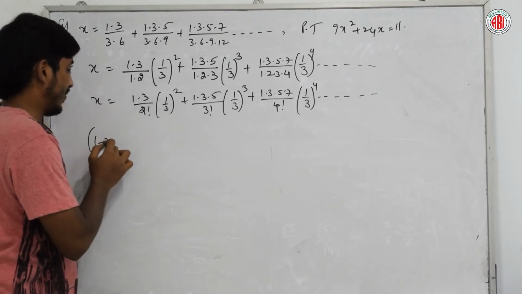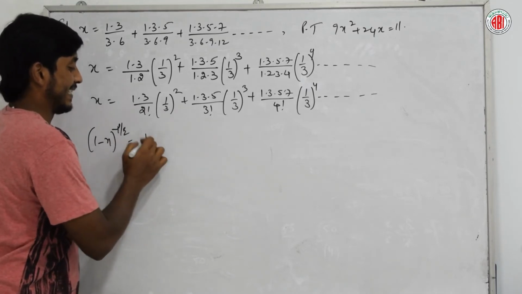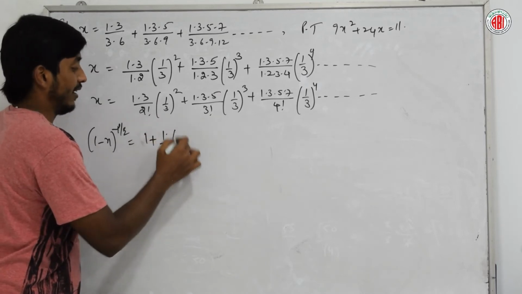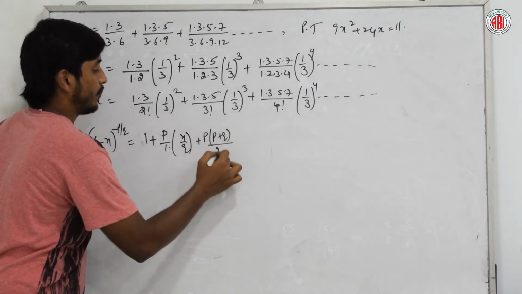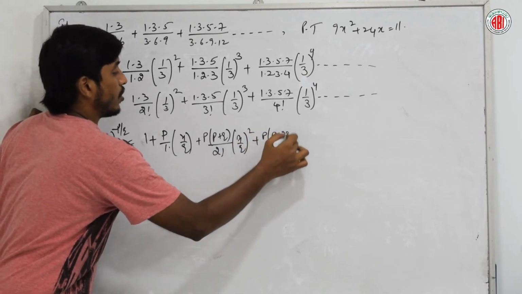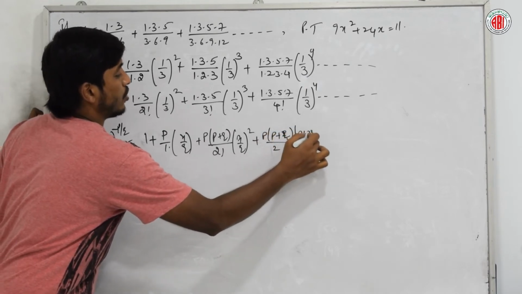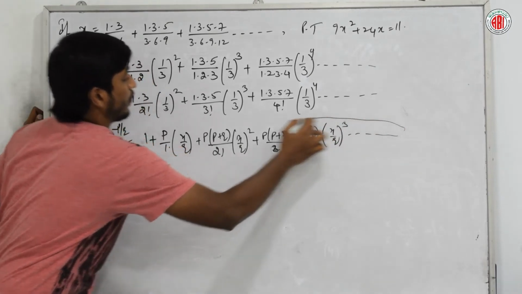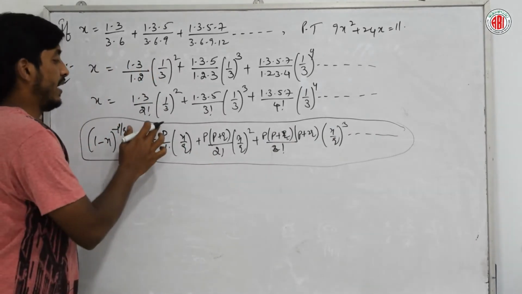That is, compare it with (1 minus x) whole power minus p by q, which is equal to 1 plus 1 by 1 factorial into p by 1 factorial into x by q plus p into p plus q by 2 factorial into (x by q) whole square, p into p plus 2q by p into p plus q into p plus 2q by 3 factorial into (x by q) whole cube and so on. Right? For this, what is p here?